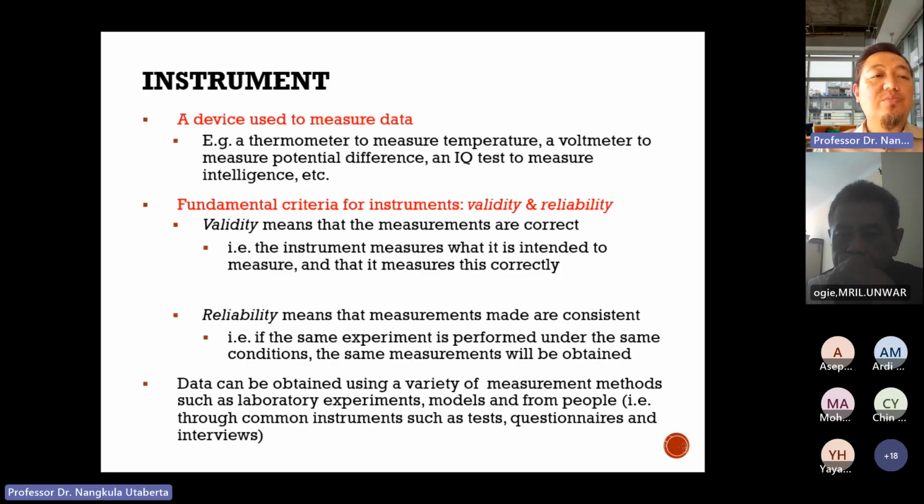Instrument. This is also very important. An instrument is a device used to measure data. You need to have an instrument. When there is validity and reliability, you have to have a very clear instrument to measure. I think we will discuss this further when we talk about qualitative and quantitative data later on. So you know there's a thing called instrument.